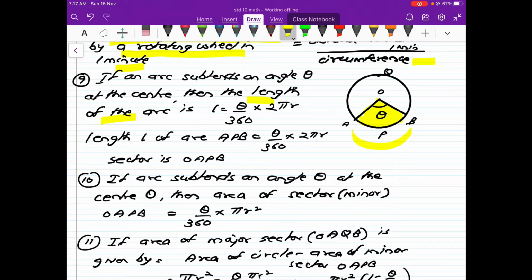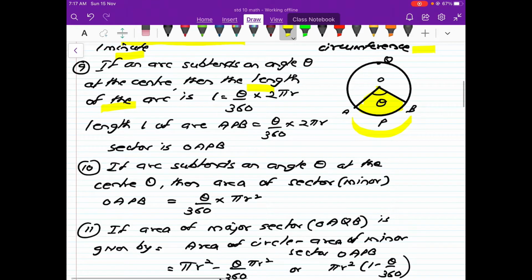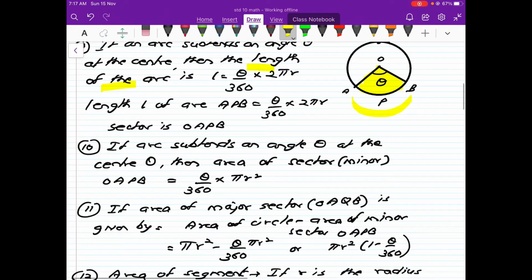Now that arc is APB, and the concerned sector is OAPB. So we will also find the area of that sector OAPB. If an arc APB subtends an angle theta at the center, then the area of the sector is given by theta upon 360 into pi r square, where r is the radius of the circle. Now this is a minor sector.